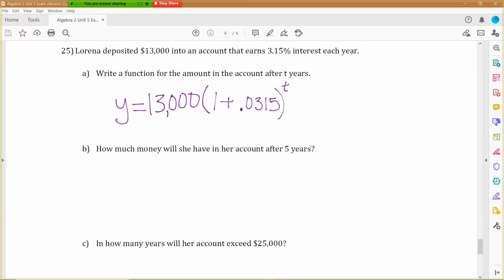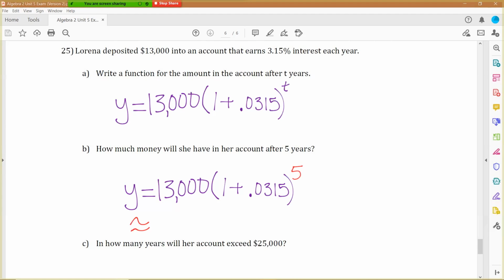Part B, also worth 2 points. How much money will she have in her account after 5 years? We're going to take the model that we just wrote in part A. We're going to take the time out because we were now given a time, and we're going to replace it with 5. We're going to type all that in our calculator to find out that she would have approximately $15,180.62. So all that is a calculator problem plugging in 5 for T.